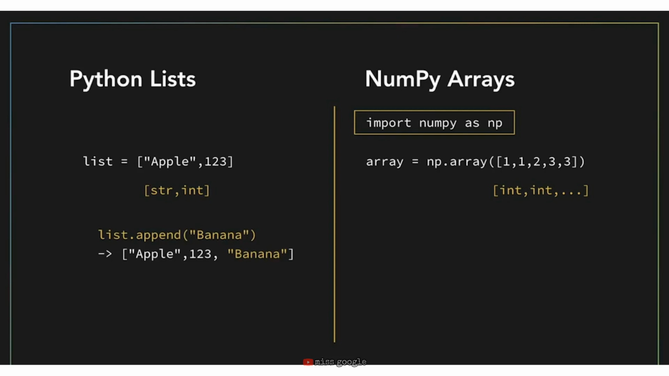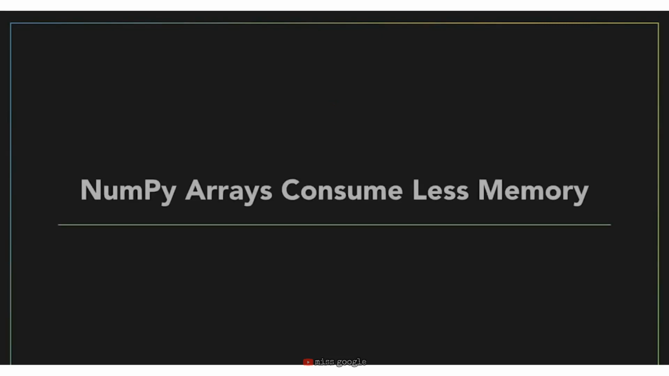At first glance, it seems that lists provide more benefits than arrays. However, arrays come with significant advantages. First, NumPy arrays consume less memory. Arrays can store data very compactly and are more efficient for storing large amounts of data.